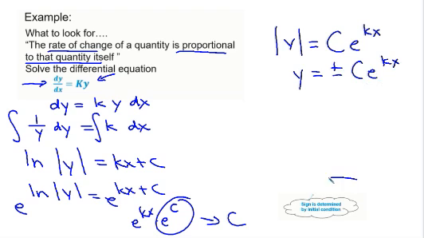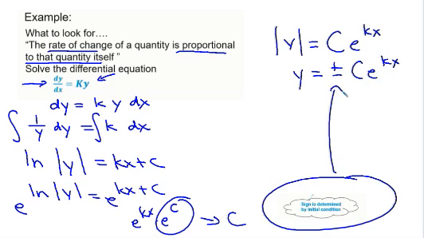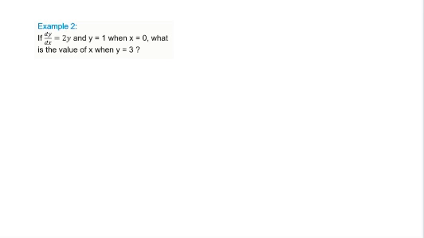I want you to notice this little note down in the corner. The sign is determined by the initial condition. We've dealt with that before as well. We have to consider the initial condition. So let's look at a couple examples to see how we're going to use this exponential model idea.